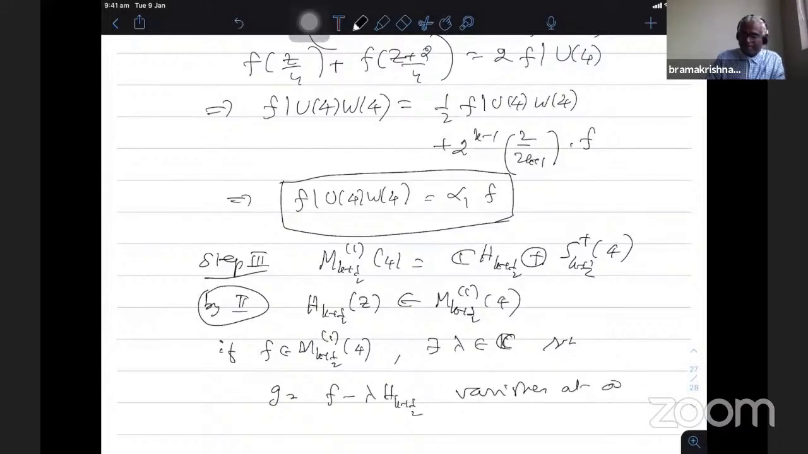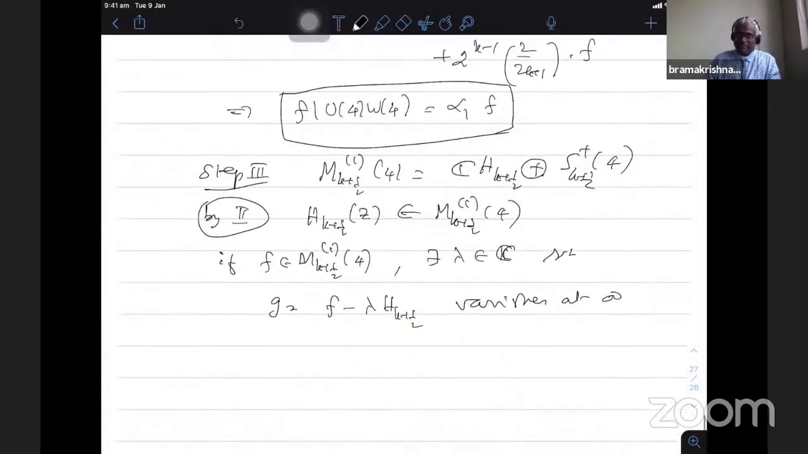So h will not vanish at infinity. This has a constant term 1. Therefore, if f vanishes at infinity, you take the f that has the value at lambda. So therefore, the constant term of f is lambda. Then it cancels out. Then g vanishes at infinity. Lambda is nothing but the constant term of the Fourier expansion of f. So then g will vanish at infinity.